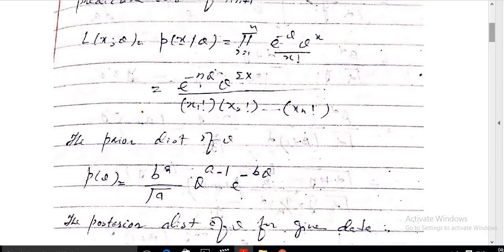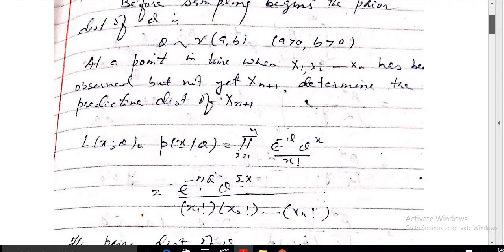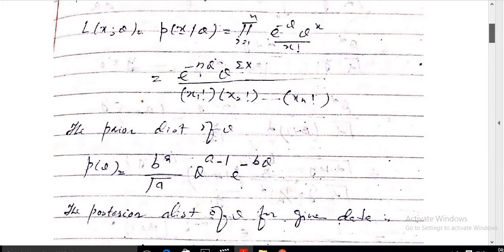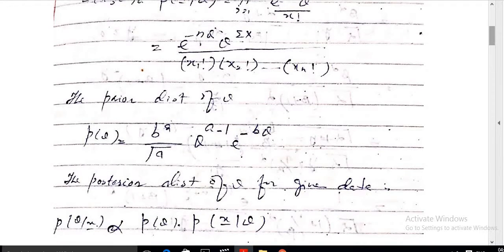Now the likelihood function of the Poisson distribution. As the sample is taken from a Poisson distribution, the product for i from 1 to n of e raised to the power minus theta, theta raised to the power x over x factorial, is equal to e raised to the power minus n theta, theta raised to the power sum of x, divided by x1 factorial, x2 factorial and so on, xn factorial. The prior distribution of theta is a gamma distribution, which is given here.